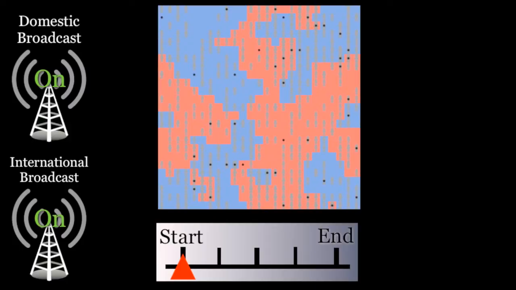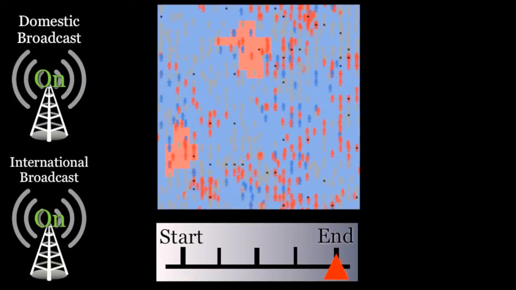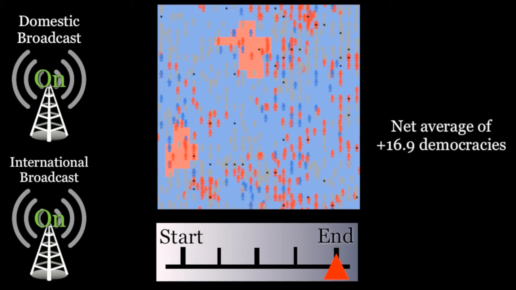Okay, let's look instead at media broadcasting. Let's turn both those on, and let's see what happens. Whoa. 17 new democracies on average every time we ran the simulation.